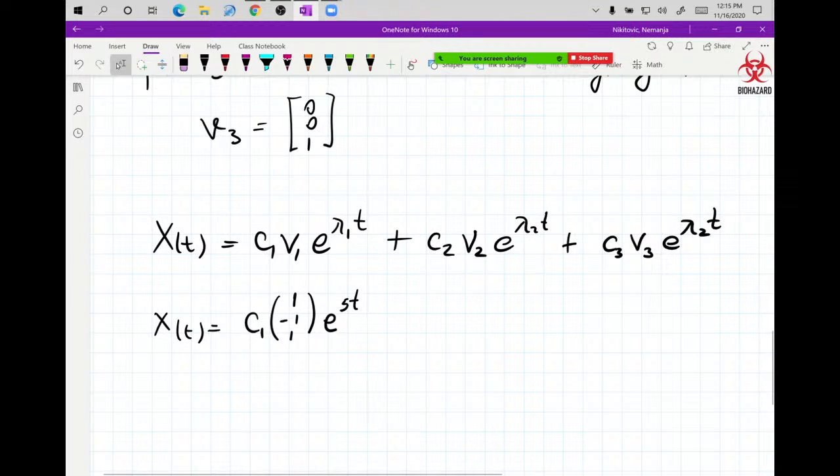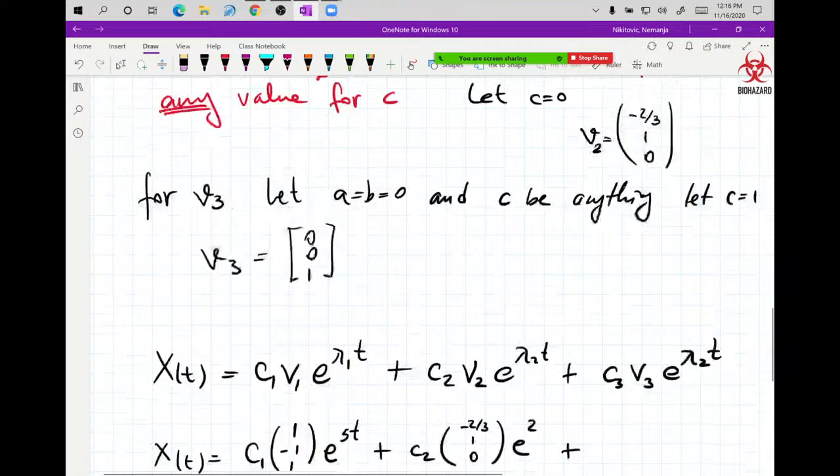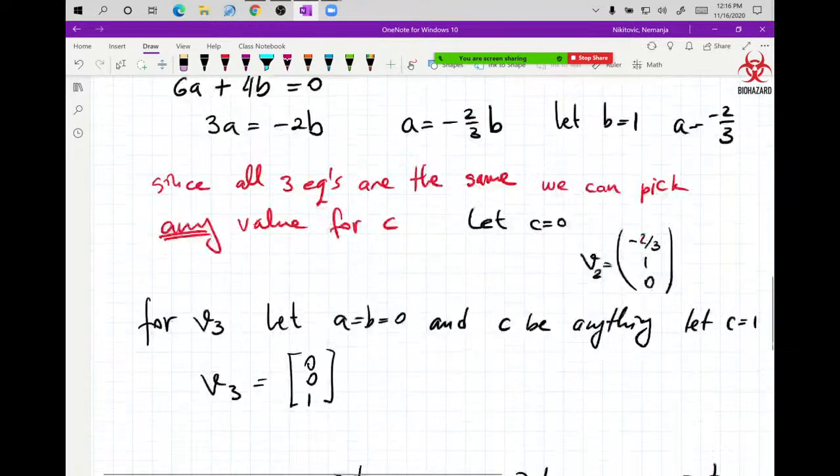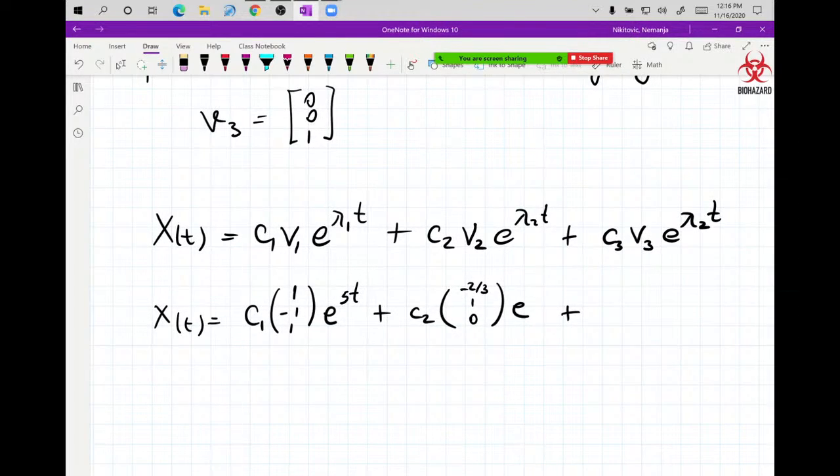Plus C2, V2 was negative 2/3, 1, 0, e to the lambda 2 t. Eigenvalue was 3, right? Yeah, I can't keep track with all this stuff. 3t, and finally C3, 0, 0, 1, e again to the 3t. And there's your solution.